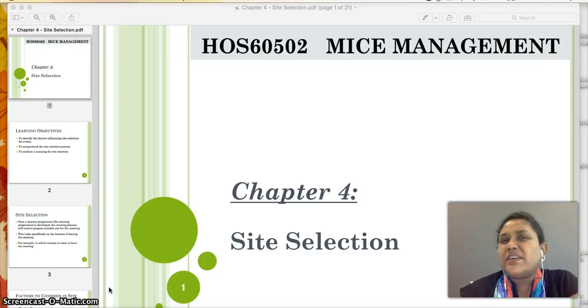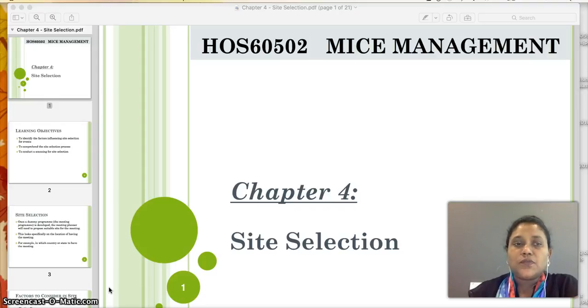These 2 chapters are very simple, which is going to be site selection, or venue selection, for MICE management for any of your events, such as a conference, or if you're going to have an exhibition, or any sort of event. So how would you select a site or a venue?